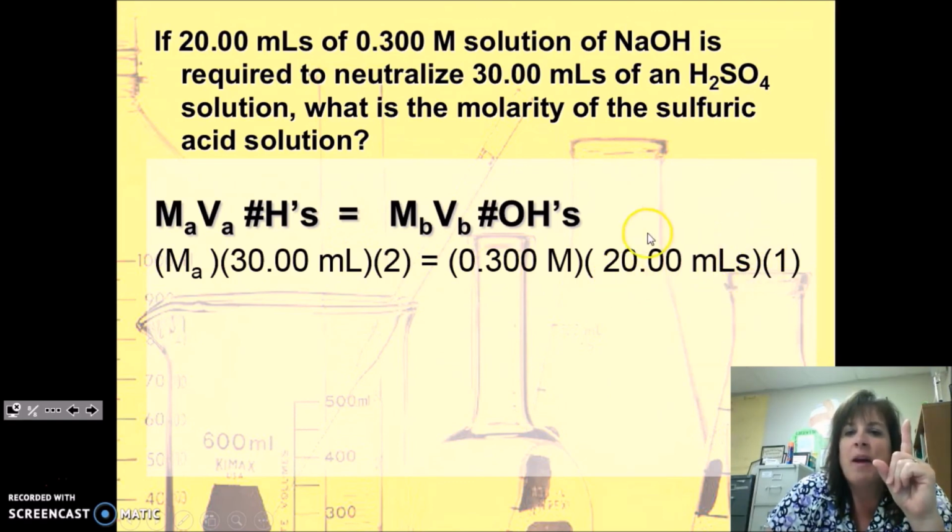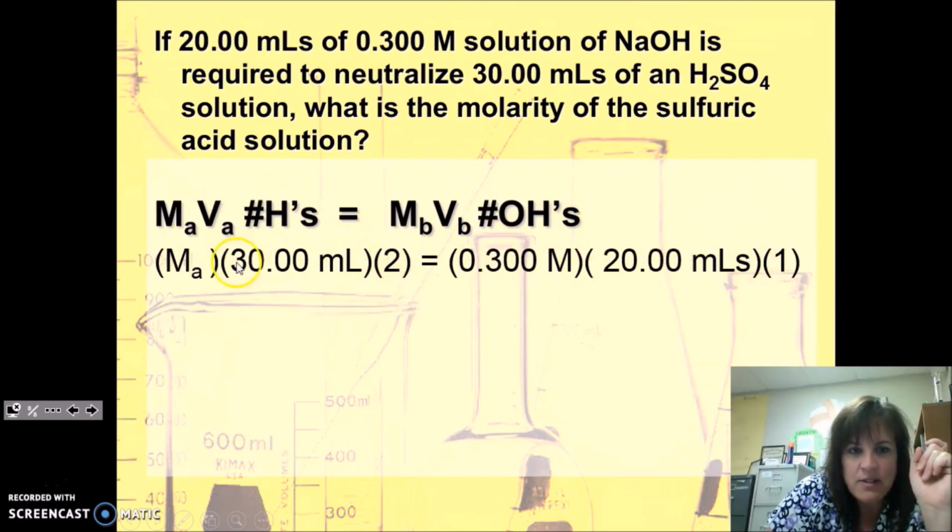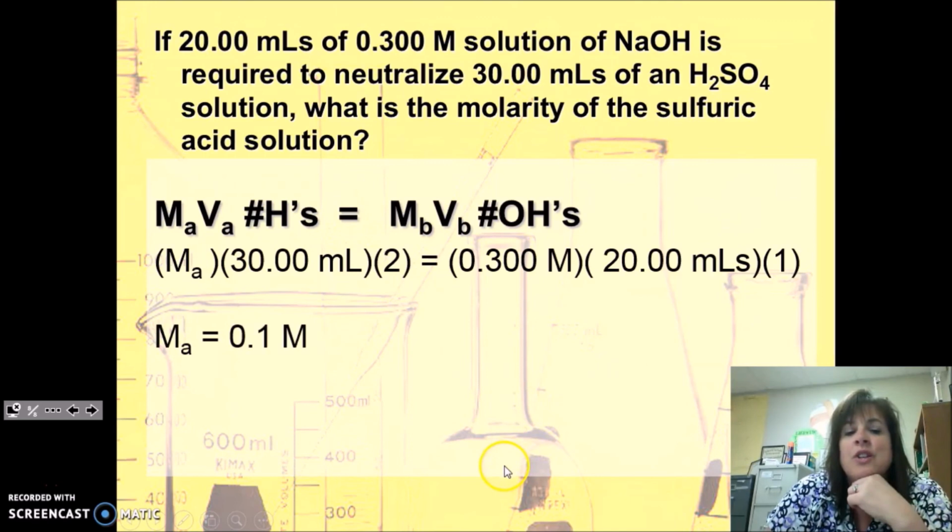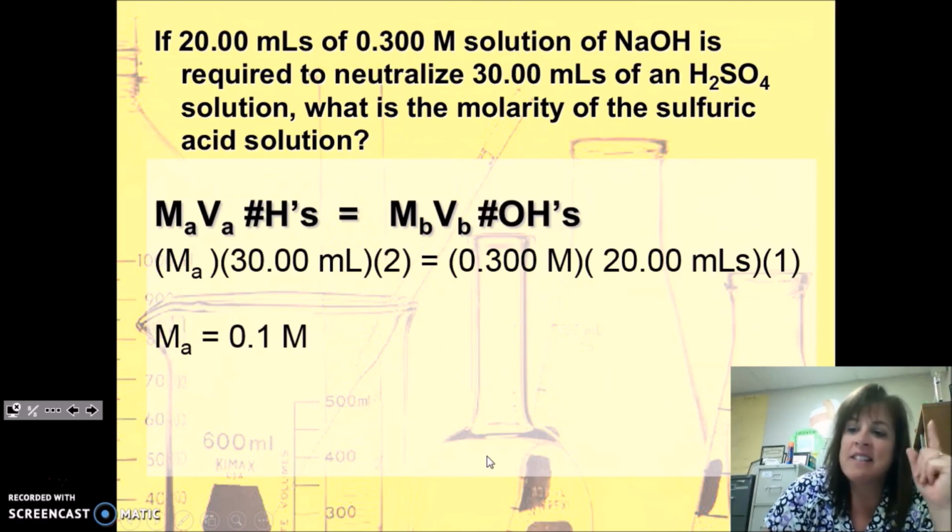So now to solve the math, we have to multiply these together, and we have to divide by this. 30 times 2 would be 60, so we're going to take this and divide by 60. If you did this correctly, you should get 0.1 molar. How'd you do? All right, let's do some more practice in class. I'll see you there.